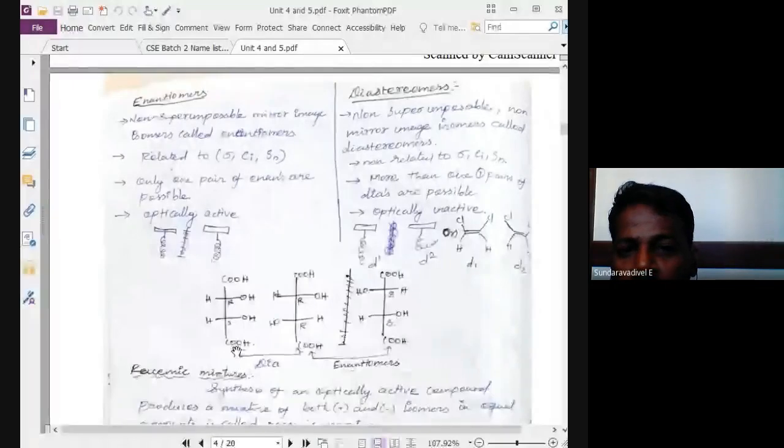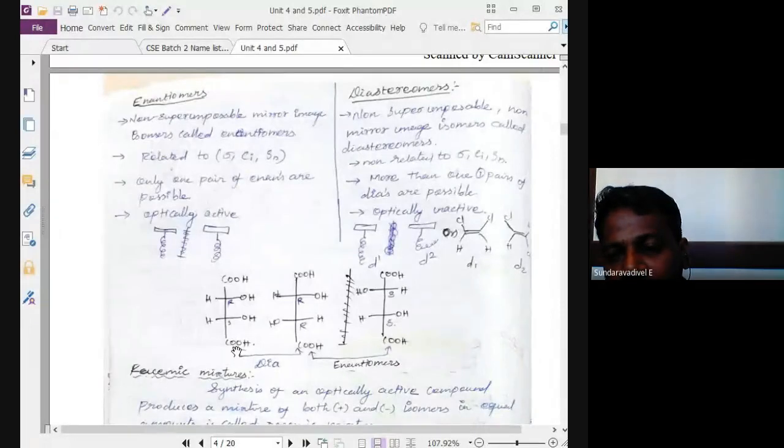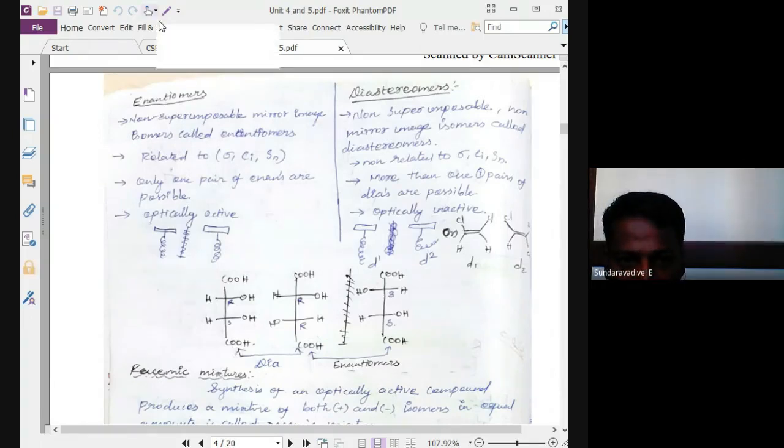Okay, so enantiomer is optically active. That means it can rotate the plane polarized light, sigma, CASN, everything. But diastereomer is not like that. It is an optically inactive molecule. It does not rotate the plane polarized light. Then look at the example that I gave here.